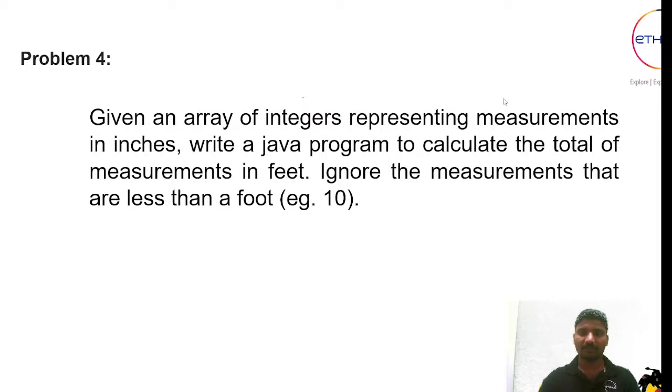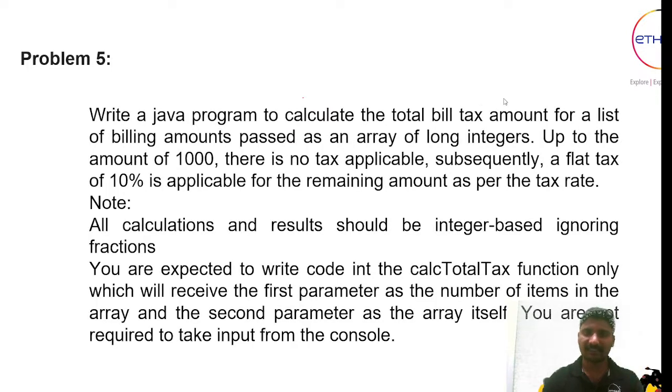Now, the question which we are looking at is this. This is not a big deal, to be honest. Let me explain the question part alone so that you'll be able to code this thing by yourself, which is not a complicated one again. So write a Java program to calculate the total billed tax amount for a list of billing amounts passed as an array of long integers.